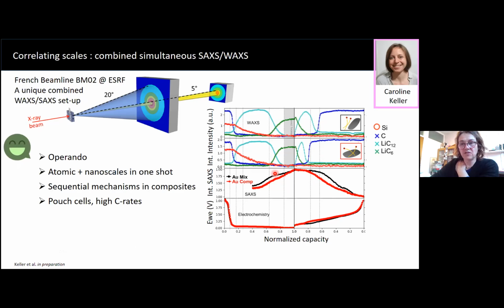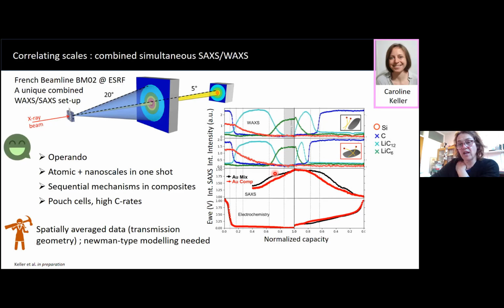So this technique is really nice. You can do operando. You have atomic and nanoscale in one shot. And this is very useful to establish sequential mechanisms in complex materials, in particular in composite materials. I want to mention that you can do this on lab pouch cells, but you can also look at industrial pouch cells and even look at very high C rates because the time resolution is excellent. It is especially a well-averaged technique, as the one I've shown before, because it's in transmission geometry, so your beam is just crossing all the components.